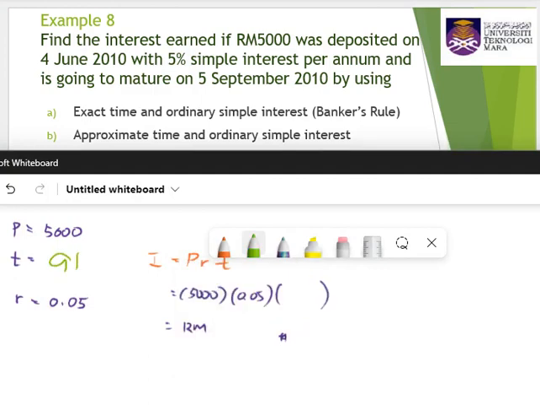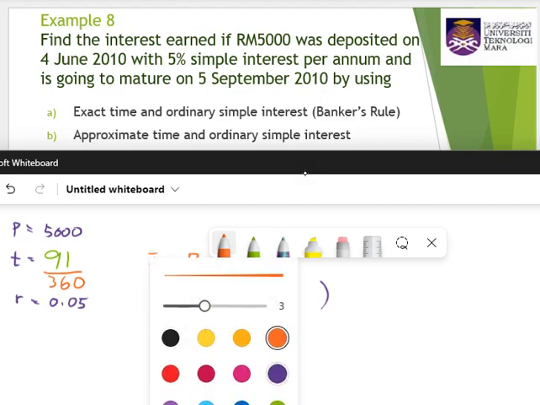91 days. Okay, so you have 91 days. But the question said ordinary simple interest. So once again, ordinary simple interest applies Banker's rules, so you'll be over 360. Don't forget to get your last answer.